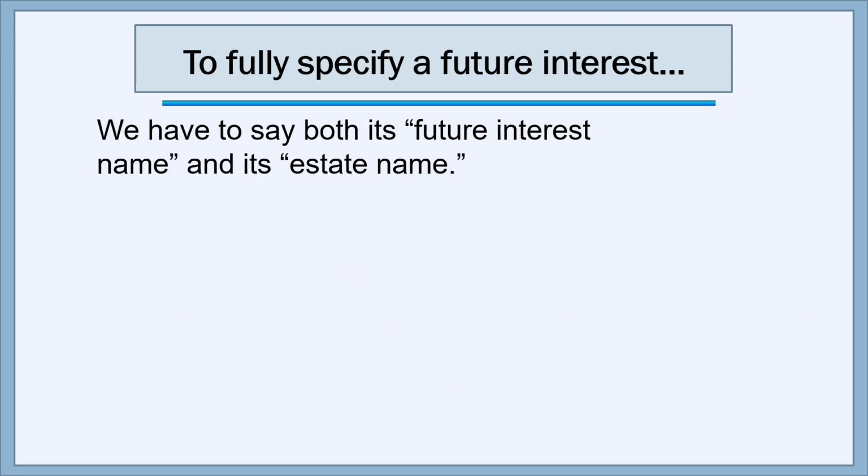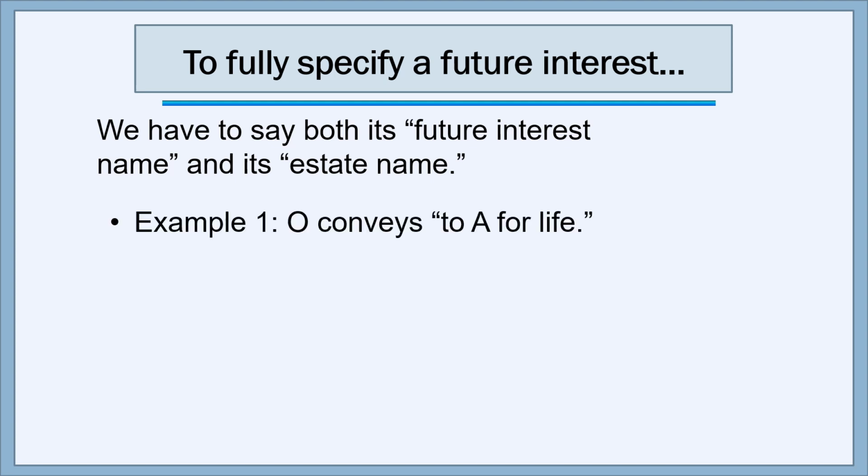Now that means that in order to fully specify a future interest, to fully describe it, we have to say both its name as a future interest and its name as an estate that will apply once it becomes possessory. Let's take an example. Here's O making a deed to A for life. Well, what will happen when A dies? Obviously, that's the end of the life estate, and since nothing more has been said, we know the property will return to O, and O will get possession. So right now, O has a future interest, an expectation that when A's life estate ends, O will get possession of the property back again.